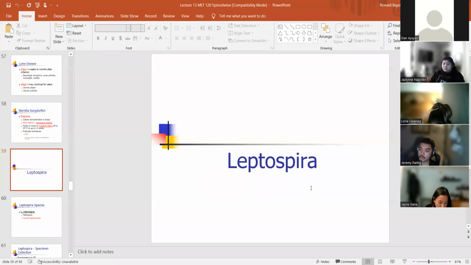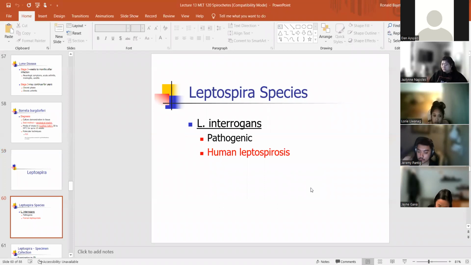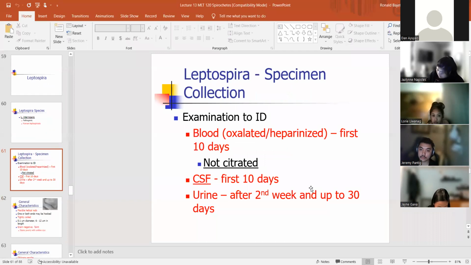Okay, the third and final organism in this lecture is Leptospira. Only one organism, and that's Leptospira interrogans. Okay, causes human leptospirosis. Human leptospirosis. Okay, the specimens involved for Leptospira are 3. It's either going to be blood, CSF, and urine. Leptospira specimens are blood, CSF, and urine.